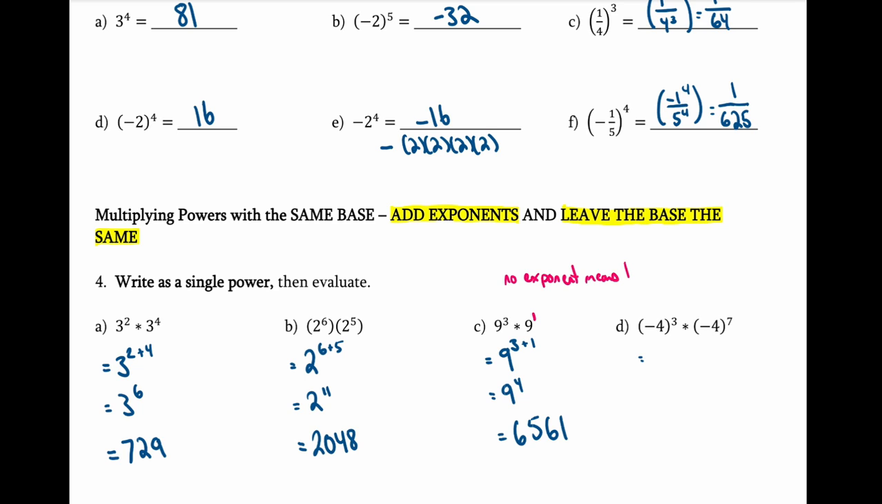D, again, same thing. Here we have something in brackets, so that entire thing is going to be our base. So -4 in brackets is our base. Our exponents, we add them because we're multiplying our two powers. So 3 plus 7 equals -4 to the power of 10. And then again, on our calculator, we can evaluate. 1,048,576 is our evaluation. So that's multiplying powers with the same base.